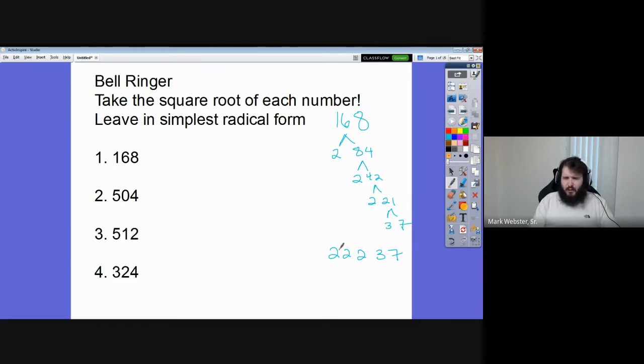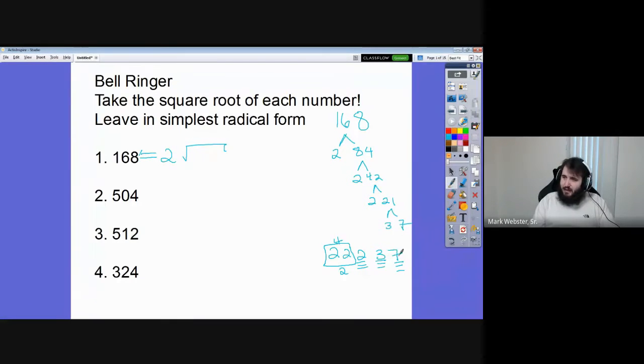And I'm going to say, all right, well, I want to find perfect square pairs. So here's a pair of 2s. Remember, 4 is a perfect square. When we square root that, we get a 2. The rest of these, notice they can't make a pair. I don't have any other 2s. I don't have any other 3s. I don't have any other 7s. So these are going to stay on the inside, and then this is what's going to be on the outside. So we got a 2 coming out, and then on the inside, 2 times 3 times 7.